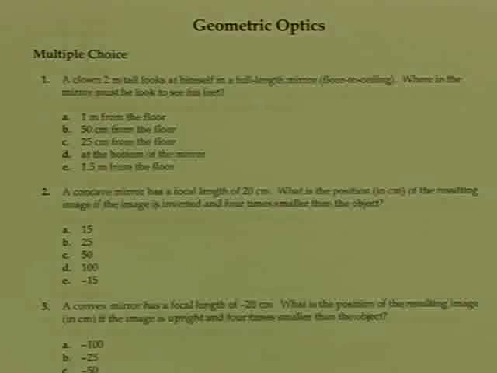All right, chapter 36, geometric optics, problem number 1. A clown 2 meters tall looks at himself in a full-length mirror, floor to ceiling. Where in the mirror must he look to see his feet?